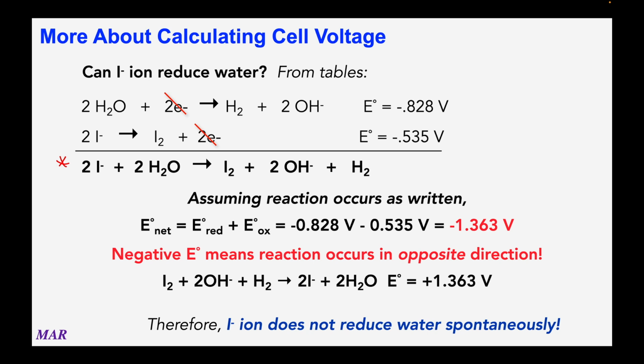They also imply that if you reverse everything, that reaction will occur. So if you take the desired reaction and you flip it, iodine and 2 hydroxide and hydrogen, making 2 iodide and 2 waters, you're going to get a positive 1.363 volts. That reaction will happen spontaneously. So iodide and water will not react under normal conditions. However, the reverse reaction with a positive 1.363 volts absolutely will occur. So you put iodine in with some base hydroxide and some hydrogen gas. Oh yeah, that's going to make iodide and water. So because the initial number though was negative, that means iodide does not reduce water spontaneously.